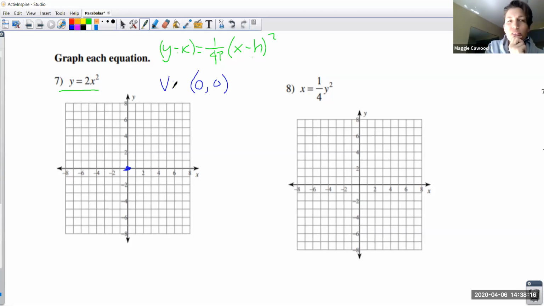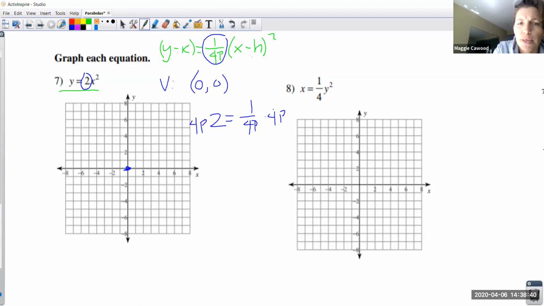All right, but I also need to say, okay, that 2 value right there, that 2 is equivalent to this right here. So 2 equals 1 over 4p. So I'm going to solve that. 2 equals 1 over 4p. All right, so I need to get p by itself. I'm going to multiply both sides by 4p to get that out of the denominator. That cancels, and here I have 8p equals 1. Oh my gosh, I'm going to divide by 8, and it looks like p equals 1/8. That is super, super small. Wow, okay.